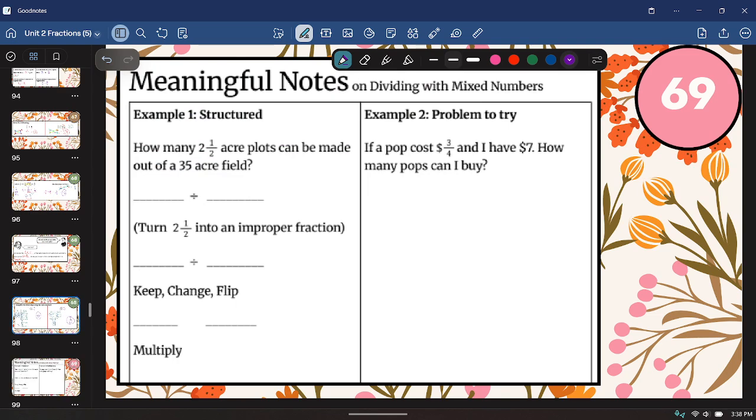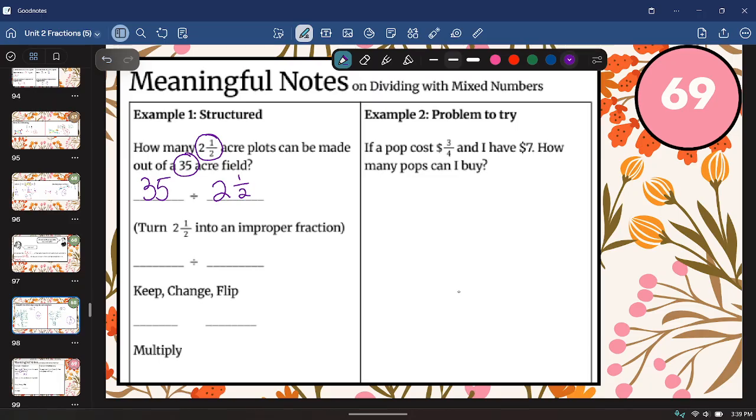All right, we are going to go over 2 word problems. I'll do the first one for you, and then I want you to try out example 2. We want to know how many 2.5 acre plots can be made out of a 35 acre field. So we're going to repetitively cut up 35 acres. That tells us we're going to be doing division. Our whole is the 35 acres, and we keep removing chunks 2.5 acres at a time.